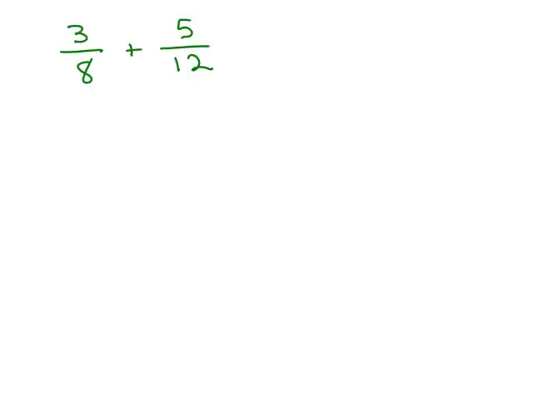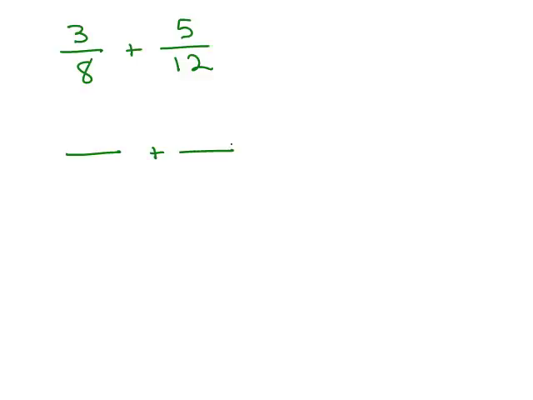All right, the next problem is 3/8 plus 5/12. Again, these are different denominators. Think of it as a pie split up into 8 pieces and a different pie into 12 pieces. The slices just aren't the same size. So that's the whole idea of getting a common denominator. So we need to get the same denominator.